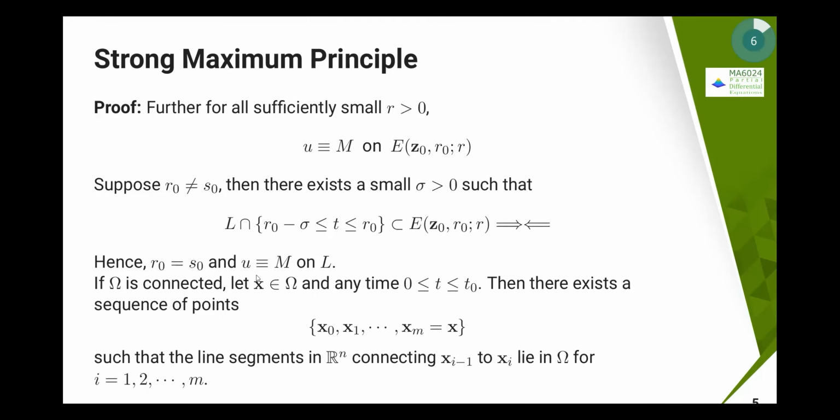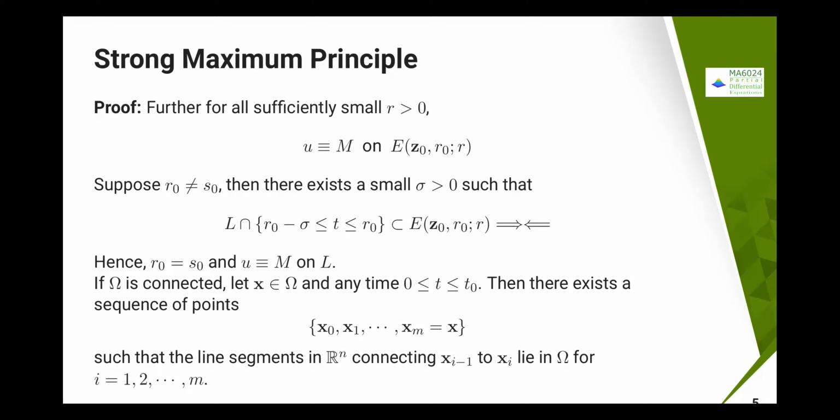For r sufficiently small, r greater than 0, we get the same kind of argument. Here we said m equals u of s, and within the ball it is also attained. So we get that u is identically equal to m within the ball of radius r around z naught comma r naught. So u is going to become identically m, by the same argument I have given here.